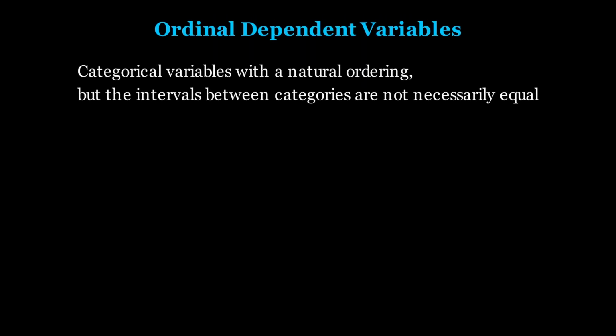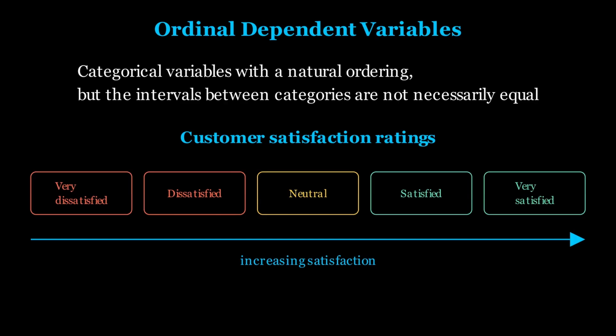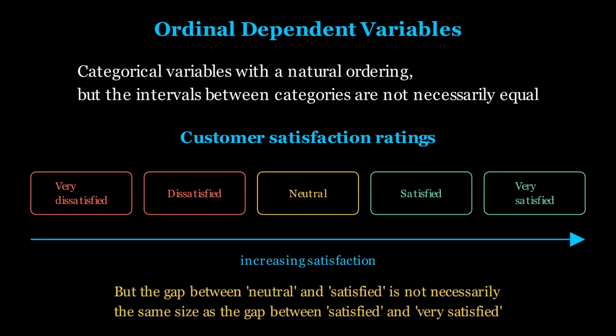Ordinal dependent variables are categorical variables that have a natural ordering among the categories, but where the intervals between the categories are not necessarily equal. A good example is customer satisfaction ratings: very dissatisfied, dissatisfied, neutral, satisfied, and very satisfied. Unlike a nominal variable, these clearly follow a logical order. But here's the catch. The difference in satisfaction between neutral and satisfied isn't necessarily the same size as the difference between satisfied and very satisfied. The order is meaningful, the spacing is not measurable.